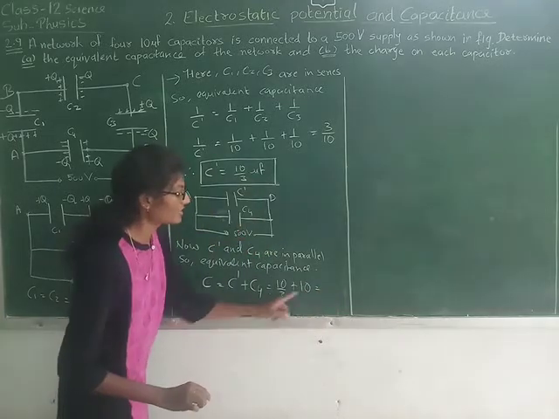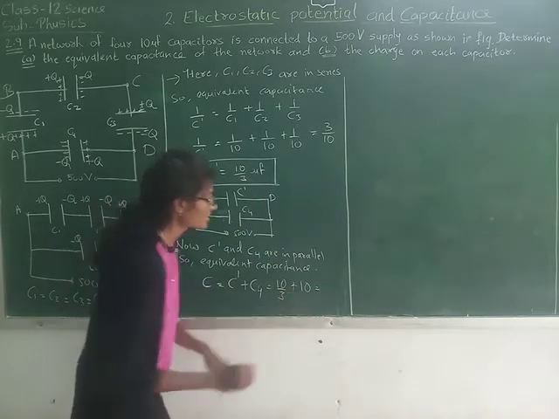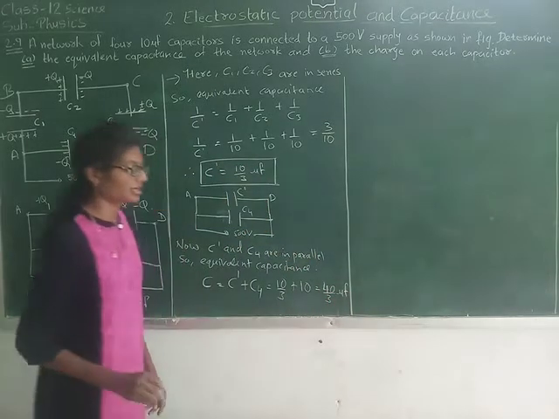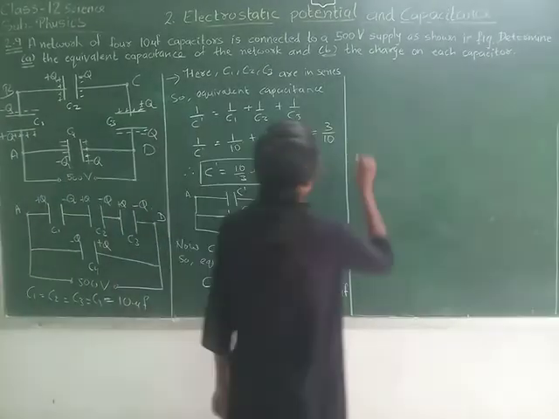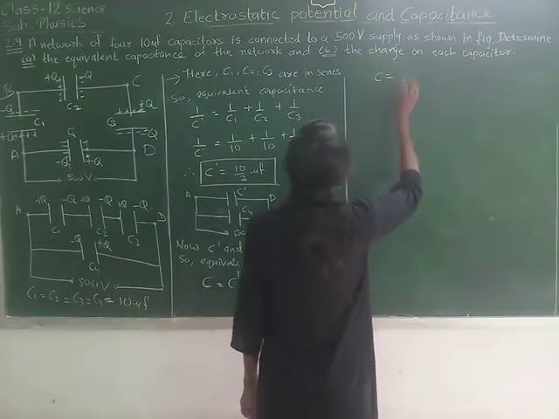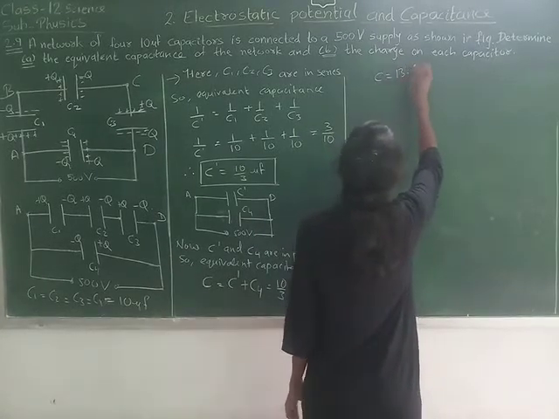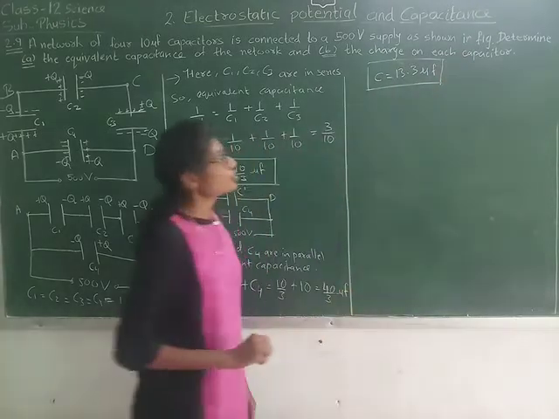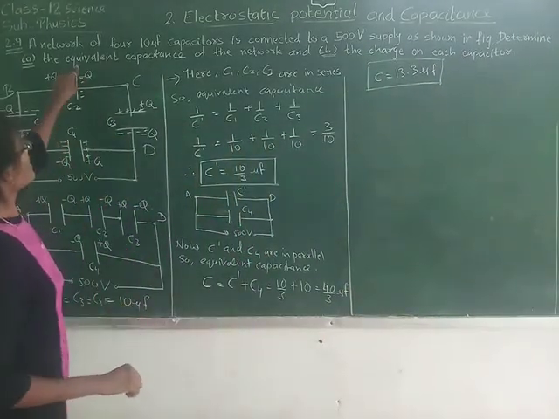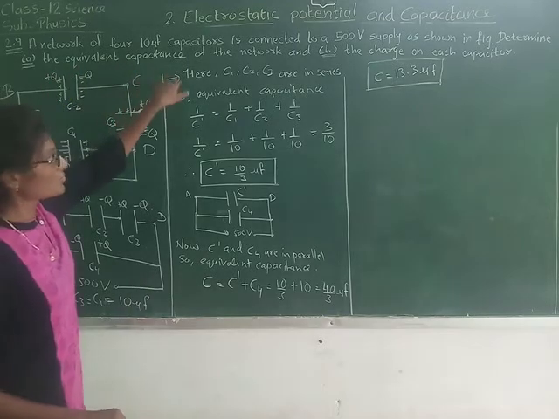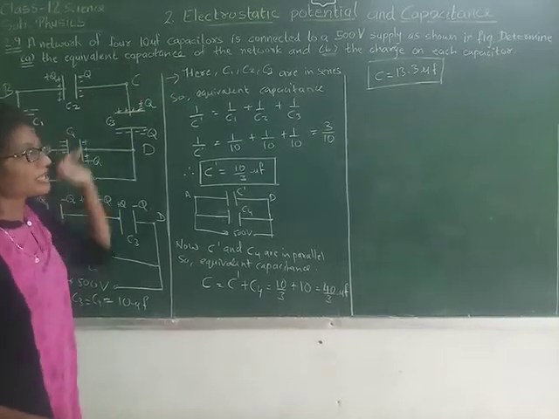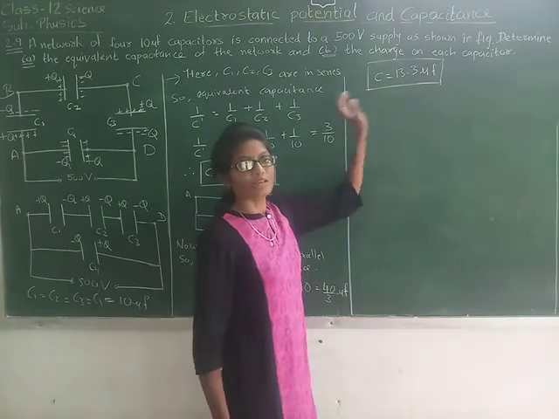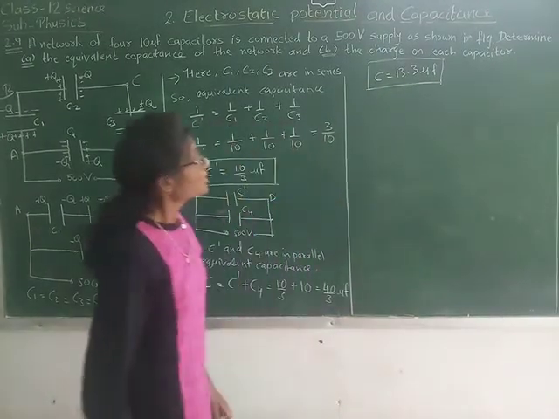right? So here when we take the LCM, what do we get? 30 plus 10, that is 40 by 3 microfarad, right? Or when we solve this, we get C equals 13.3 microfarad. So we got the first part, determine the equivalent capacitance of the network. So we have solved the first part, the equivalent capacitance for all these 4 capacitors in the network is equal to 13.3 microfarad.